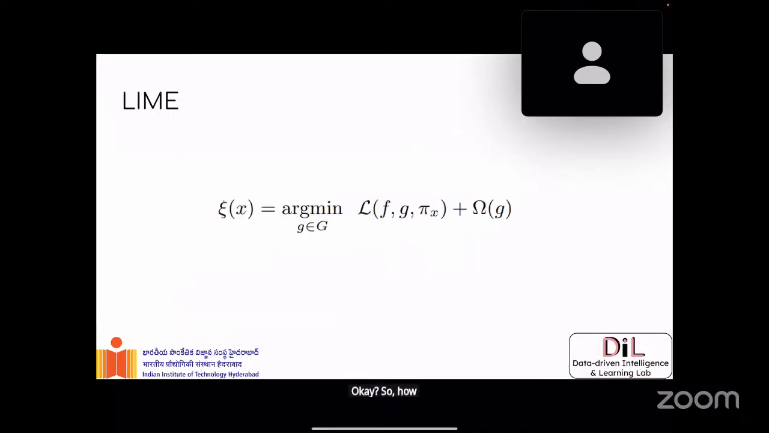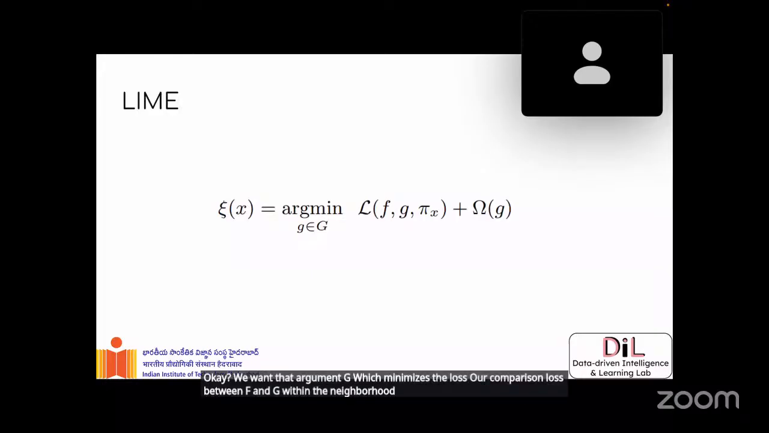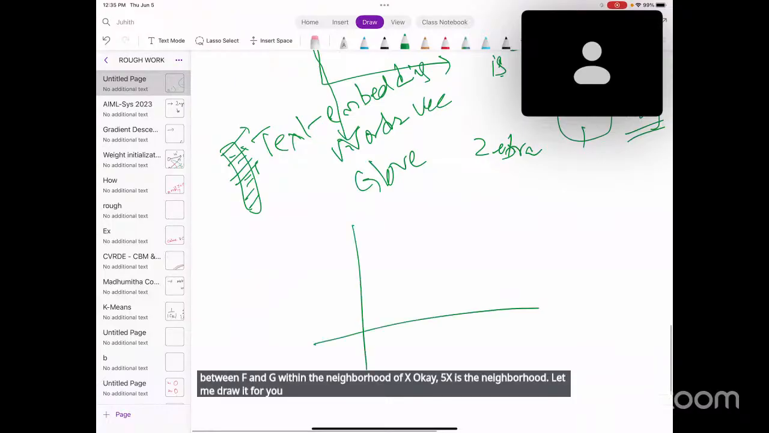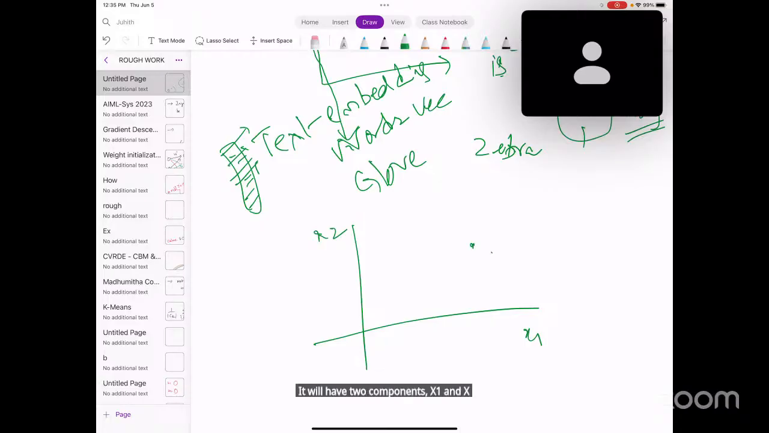So how do we learn the G? This is how we learn the G. We want that argument G which minimizes the loss, or comparison loss, between f and g within the neighborhood of x. phi_x is the neighborhood. Let me draw it for you. Let's say my x is a two-dimensional point, it will have two components x1 and x2. This is my x, a vector with two components x1 and x2.